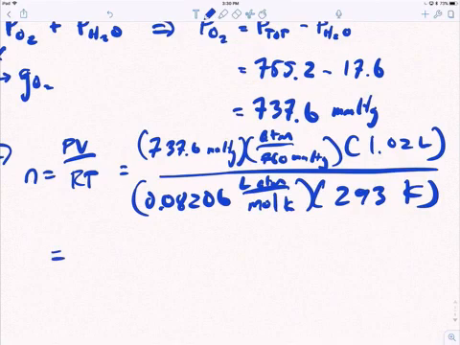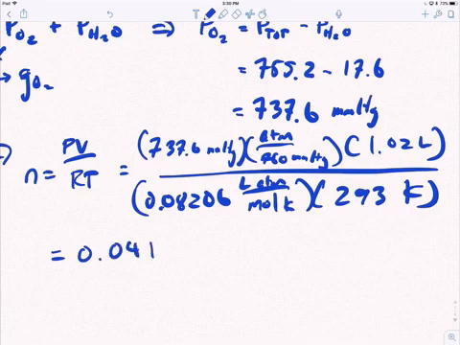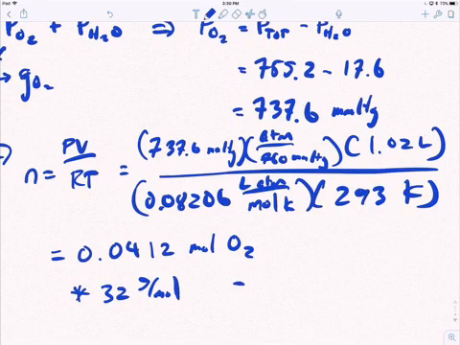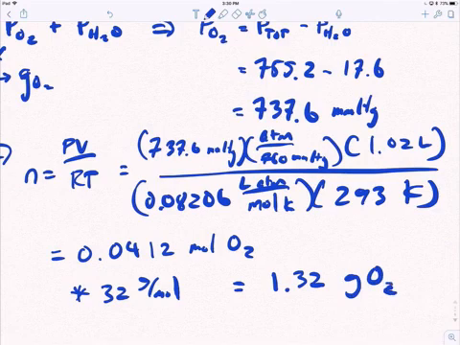And I'm getting 0.0412 moles O2, and then 32 grams per mole. 1.32 grams oxygen.